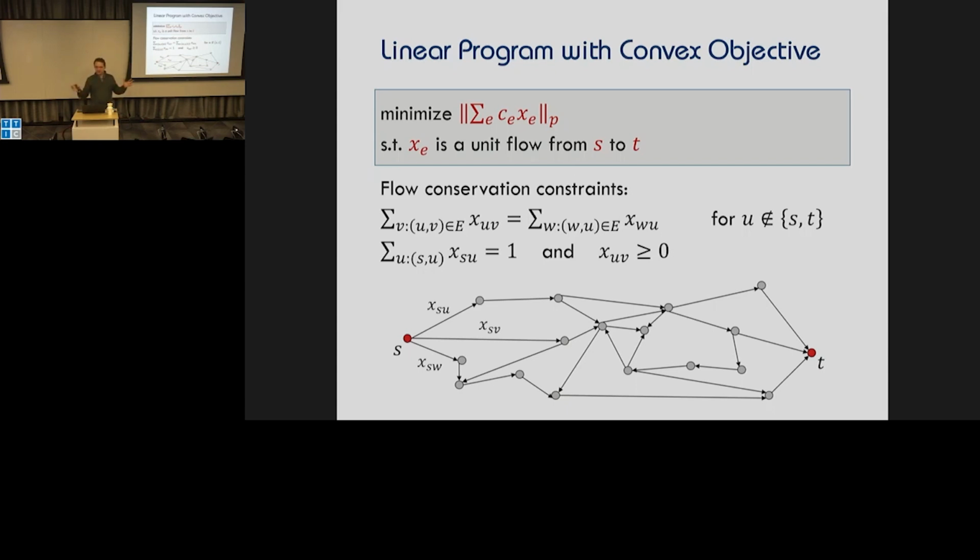It's easy to see that this is indeed a relaxation. For every combinatorial solution, for every path P, we can consider the corresponding flow that just goes along this path. This is a valid solution to this relaxation, and obviously its cost is equal to what we want it to be. However, this LP, or this convex program to be precise, has some additional fractional solutions that are not of this form.